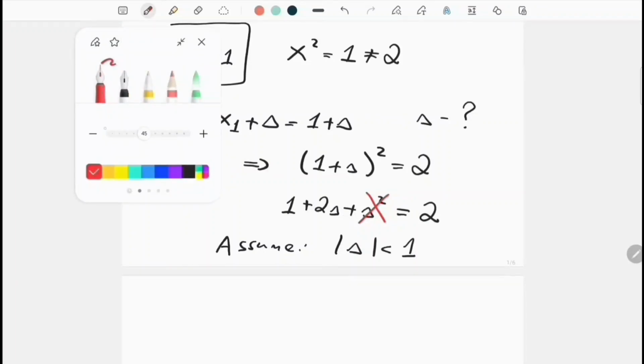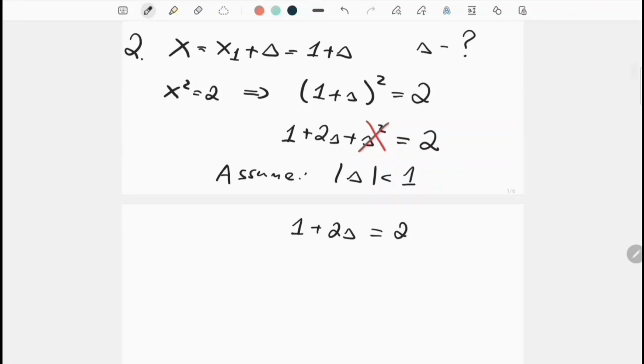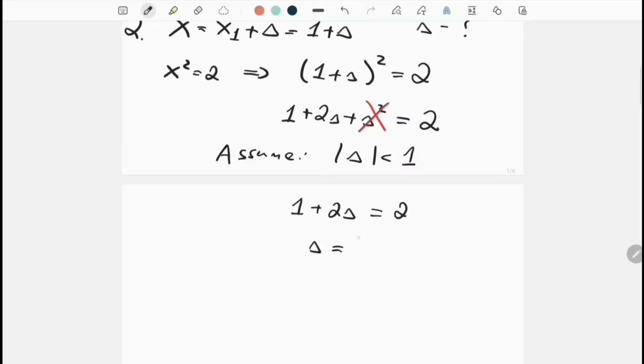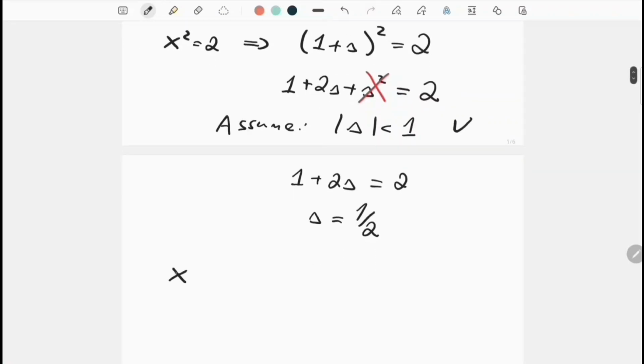So we will drop this term, and we will end up with the following linear equation: 1 plus 2 delta equals 2. Solving this equation, we will find that delta is equal to 1 over 2. Now we can check the assumption. Indeed, the correction, the delta, is smaller than 1. And we can plug this number into the expression for x, and we will have that x equals 1 plus delta, which is 1 plus 1 over 2, and this is 3 over 2.